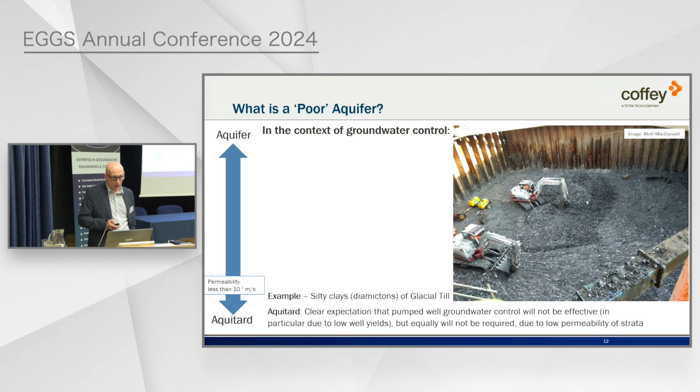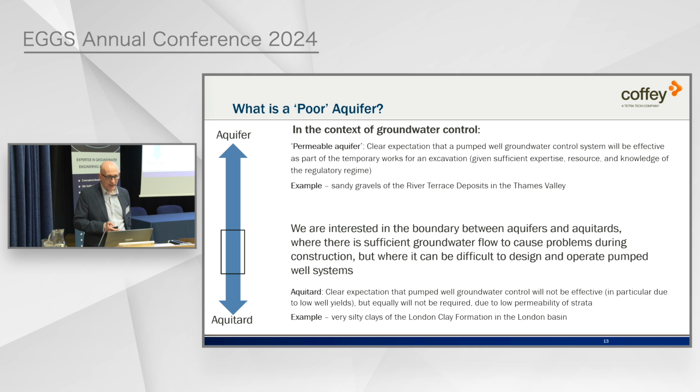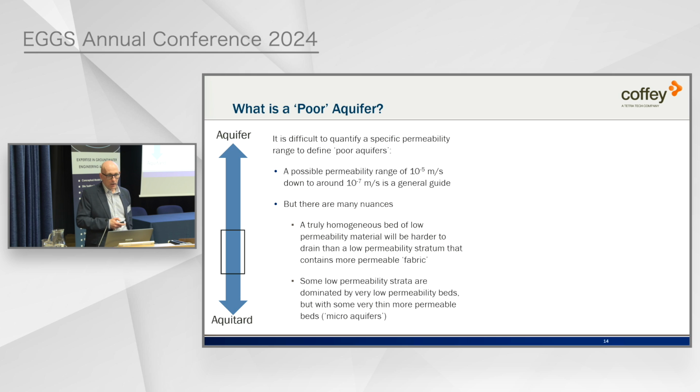So my little hobby horse here that I'm going to be talking about is this zone on the boundary between aquifers and aquitards, where there is sufficient groundwater flow to cause you problems during construction, but where it can be difficult to design and operate pumped well systems. We all like numbers because we need numbers to go in our equations, so it's pretty difficult to put a hard set of numbers on this, but I'm prepared to say here that I'm talking about the permeability range of about 10 to the minus 5 down to 10 to the minus 7 metres per second.